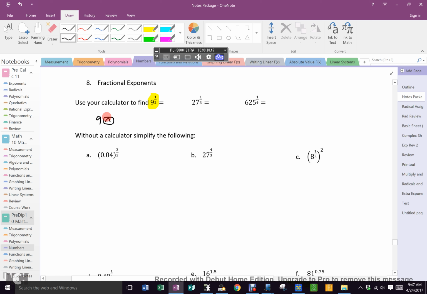9, exponent button, bracket 1 divided by 2. Or you could also put 0.5 in there. Doesn't matter. Tell me what your answer is. 3. Yeah? Excellent. Now, do the same thing with 27. 27, exponent, bracket 1 divided by 3. And this time you actually have to do 1 divided by 3. You can't use 0.3. It's 3. Now do it here. 625, exponent button. You could cheat and put 0.25 or 1 divided by 4. What do you get? 5. Everybody cool with that?